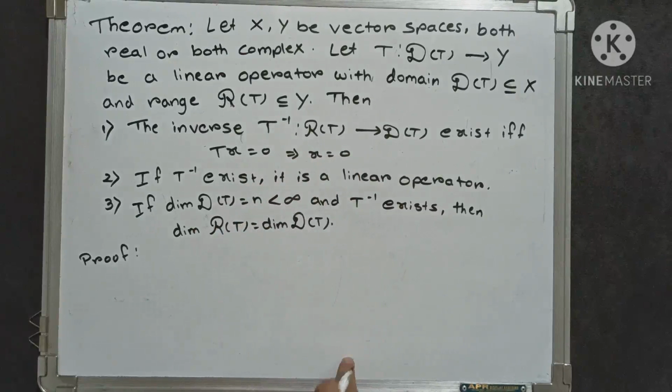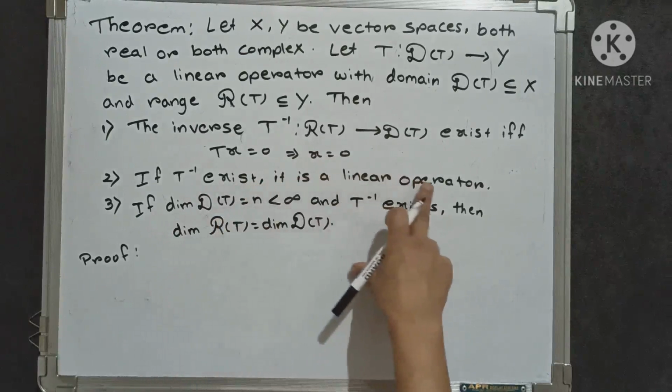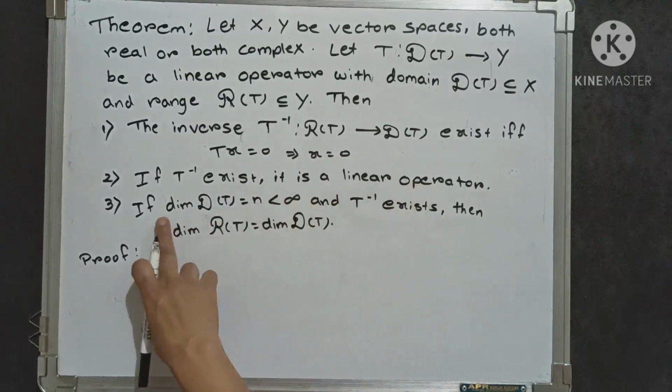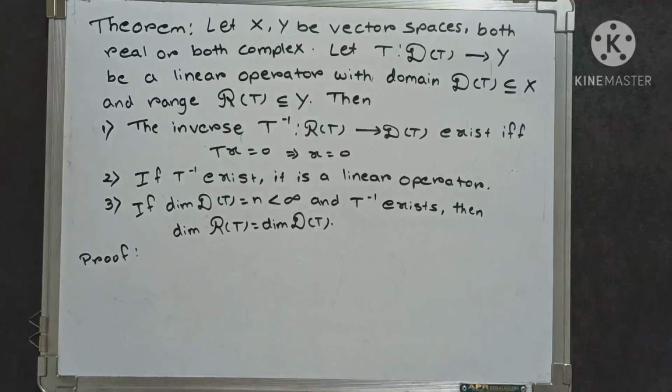The second statement is: if T inverse exists, it is a linear operator. And the last condition is that if the dimension of the domain D of T equals n, which is strictly less than infinity, and the inverse exists, then the dimension of the range, script R of T, equals the dimension of the domain, script D of T.